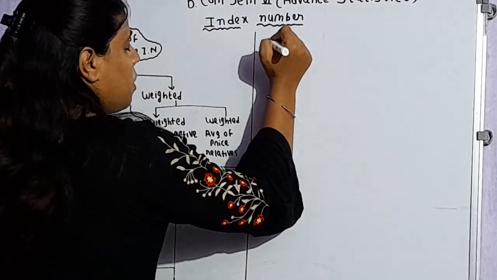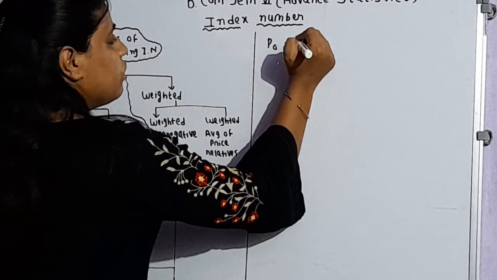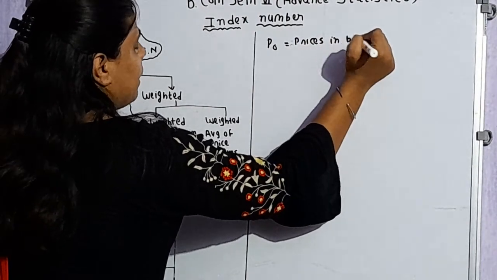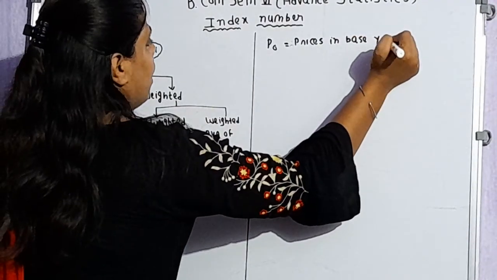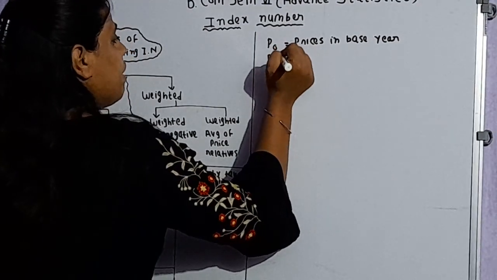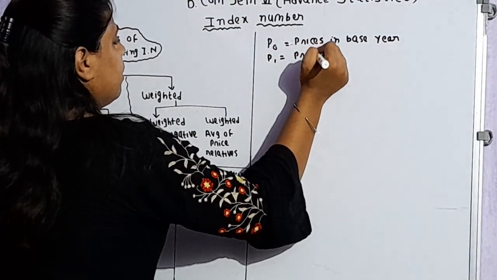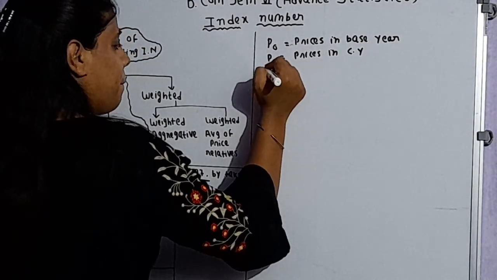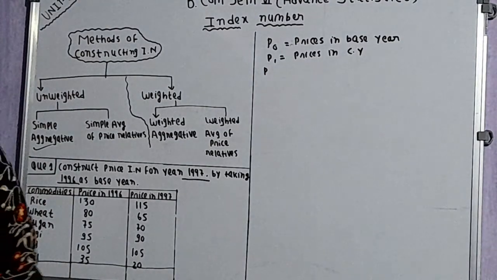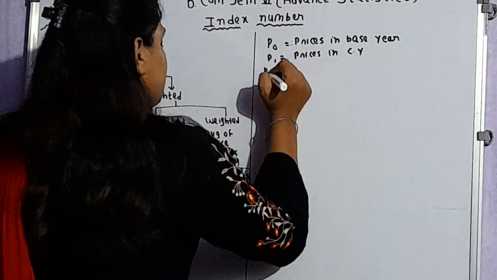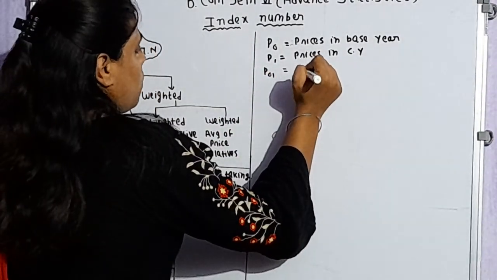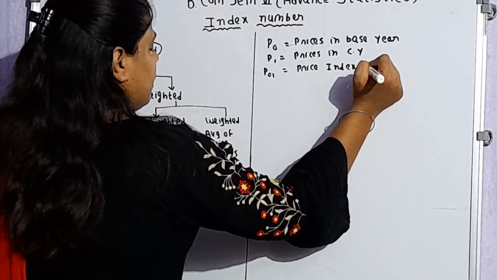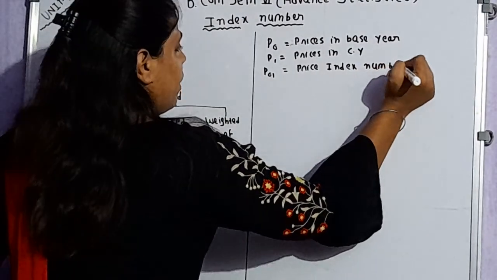This is P0. P0 refers to prices in base year. After that, P1. P1 refers to prices in current year. After that we have P01. This P01 refers to price index number, that we have to calculate.